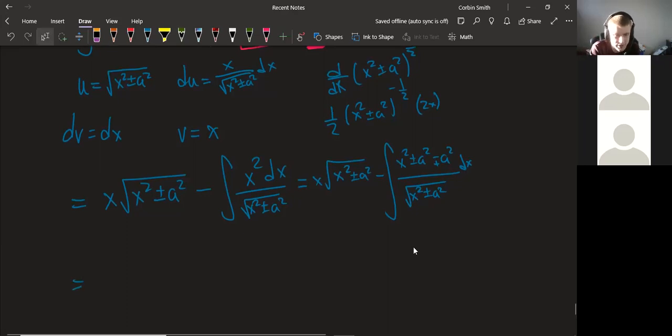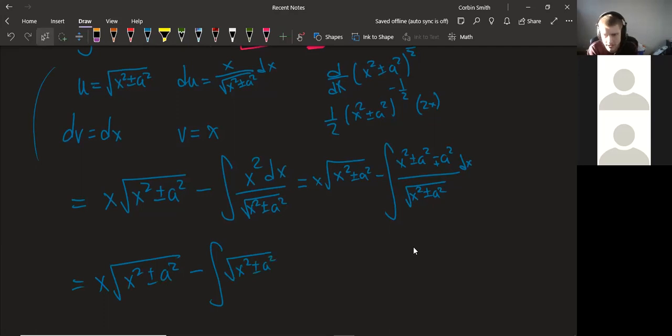Something tells me we've gone off course, but I'm going to keep going. I know that this is the correct substitution or integration by parts we have to make, unless my derivative skills are just really awful. So then we have minus the integral of the square root of x squared plus or minus a squared, and then the minus sign here flips the plus minus here. So that should be dx plus or minus the integral of a squared over the square root of x squared plus or minus a squared dx.